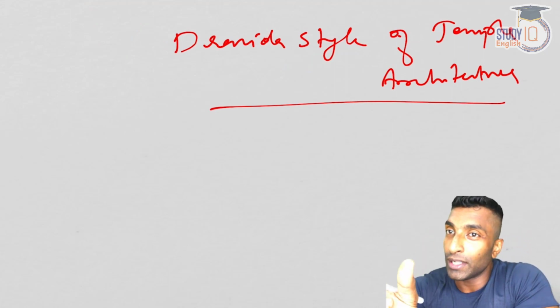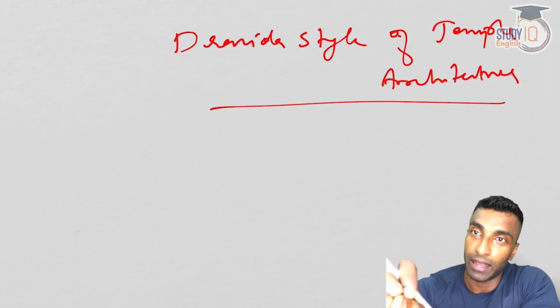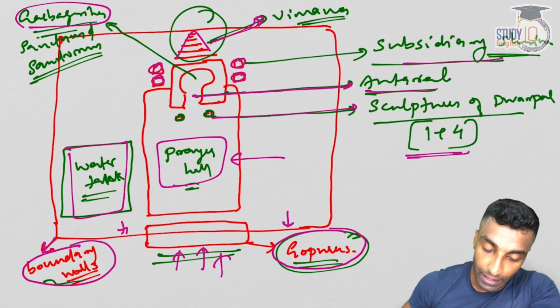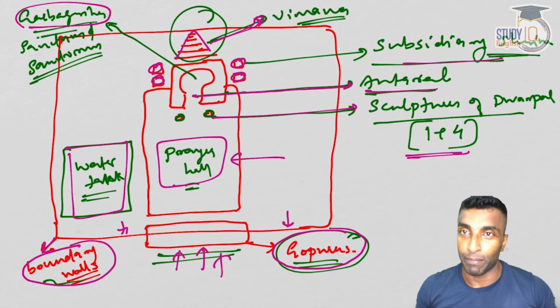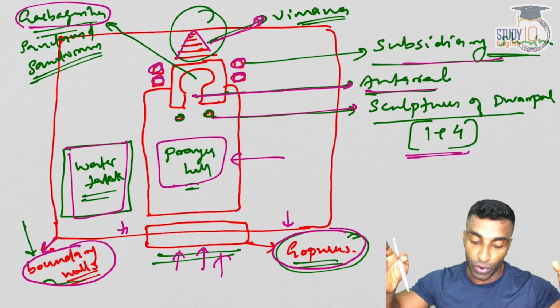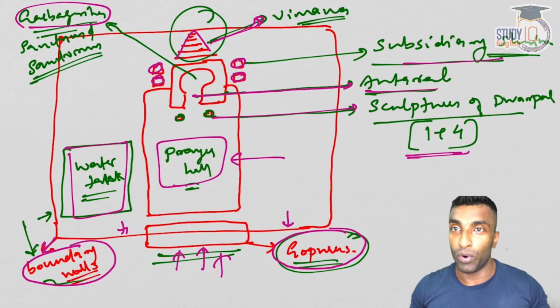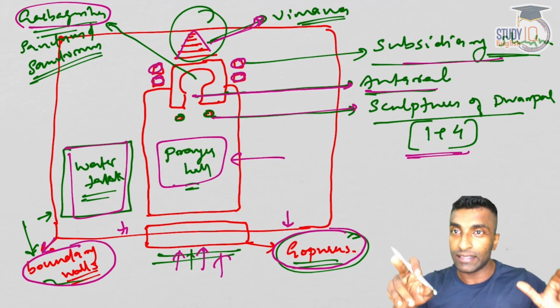Now, if you look into the Dravida style of temple architecture, I'll explain that with the help of a diagram, just like what we have done in the case of the Nagara style. So the diagram goes like this. You can see a big premise which has a bigger boundary wall. So this is your boundary wall. Can you see that? The bigger outer boundary wall will be there. And these are the bigger gateways, okay?